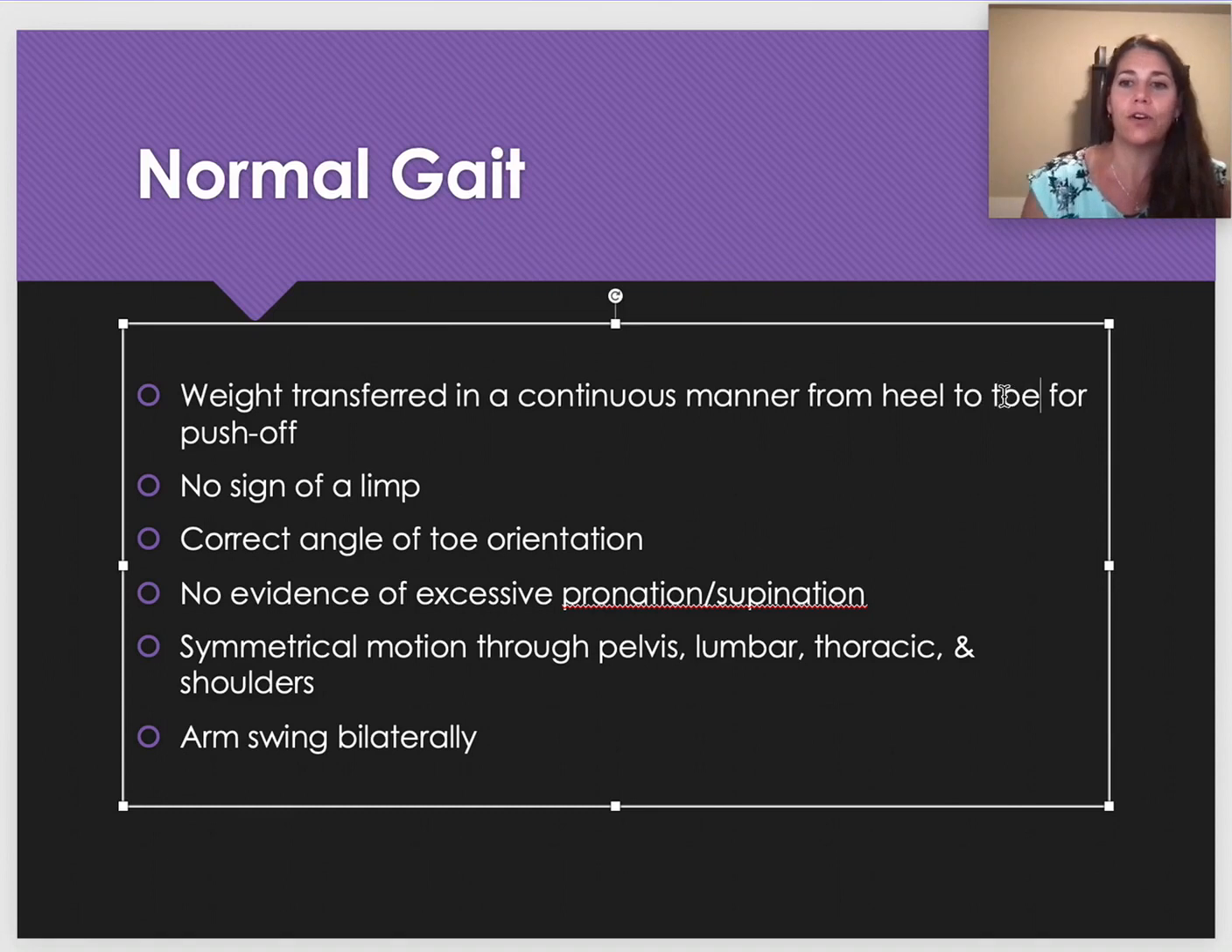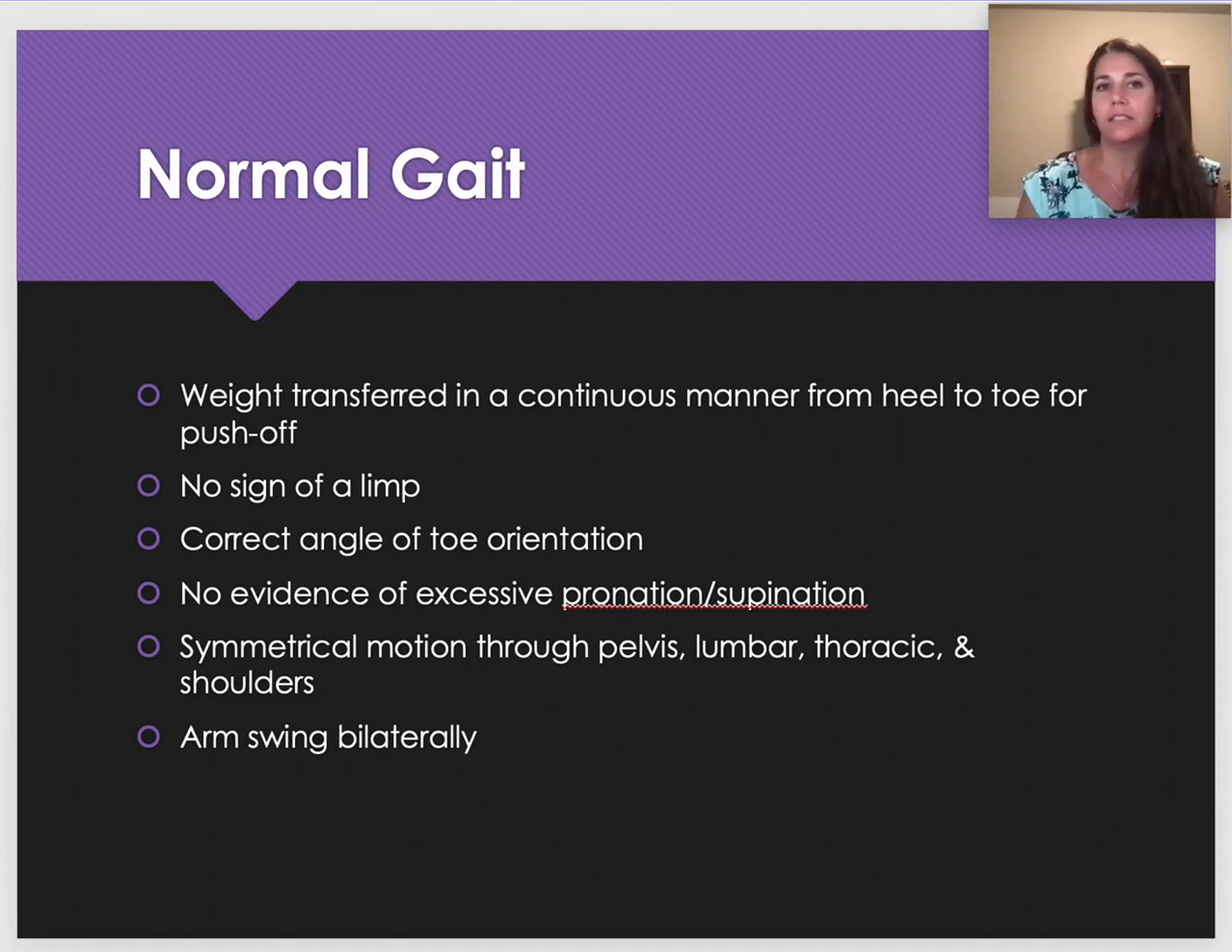Normal gait: weight transfer in a continuous manner from heel to toe. That's supposed to say toe for push off. Duh. That's basically how it happens. Heel, push off, toe. No sign of limp. Correct angle of toe orientation. Again, we're going to come all the way back into that full hyperextension for that windlass effect, and then to kick us forward. No evidence of excessive pronation or supination.